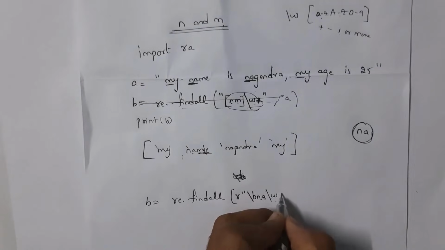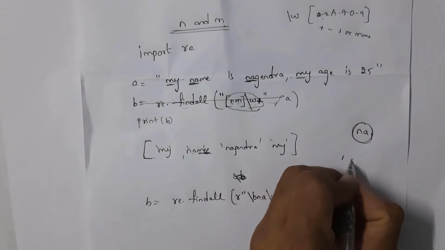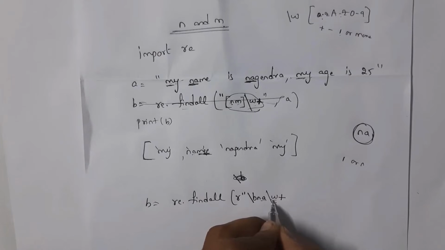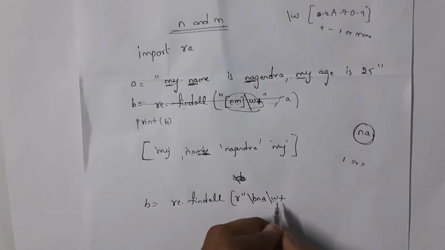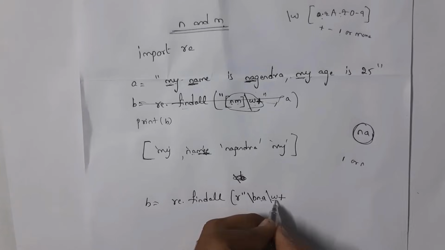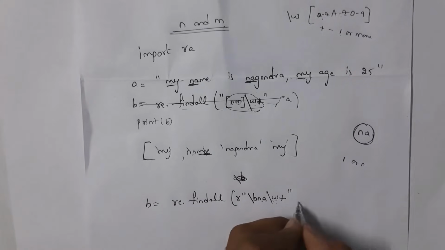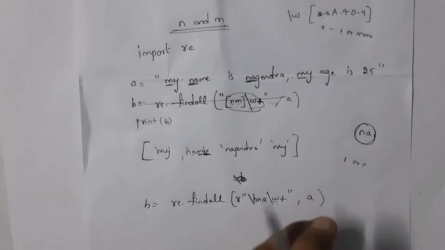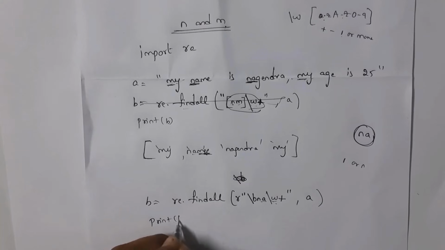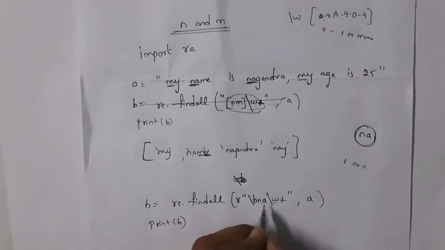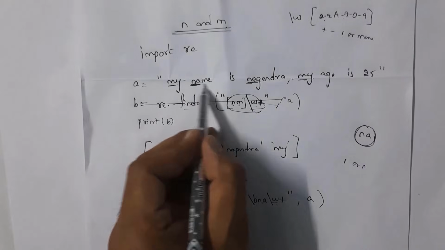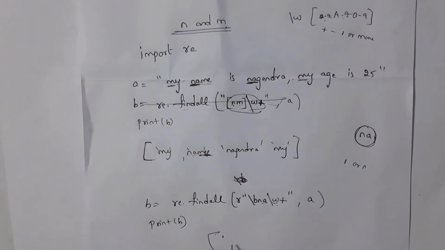So write plus here. Plus is nothing but one or more. Even if alphabets or numbers repeat multiple times, I should get output. So I have written \w+. And this string is present in variable A, so just write A. Whenever you write print B, you will get output starting with NA, that is name and Nagendra. So name and Nagendra is my output.